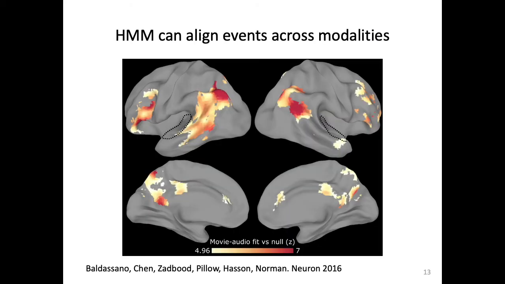Using a dataset like this, in which subjects were presented with either a video or audio version of the same story, we found that in some brain regions the HMM could perform this alignment, identifying modality-independent sequences of event patterns.